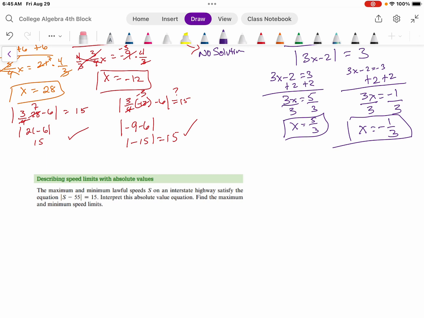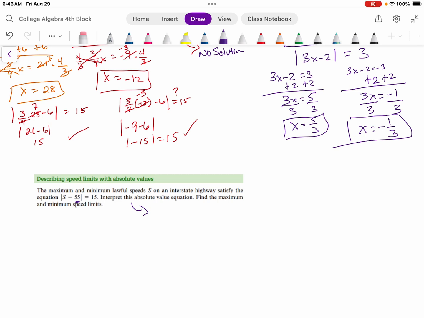So the hardest part here is the interpretation. I'm going to find the answers, and then we're going to look at the interpretation. Basically what they're saying is our range of speeds for lawful speeds is going to be within 15 miles an hour of the 55 miles an hour. The minimum and maximum lawful speeds are within 15 miles an hour of the posted speed limit 55. So they want us to go through and solve those.